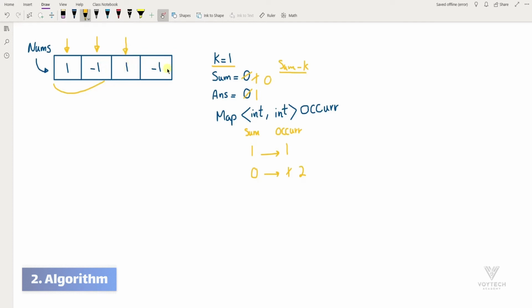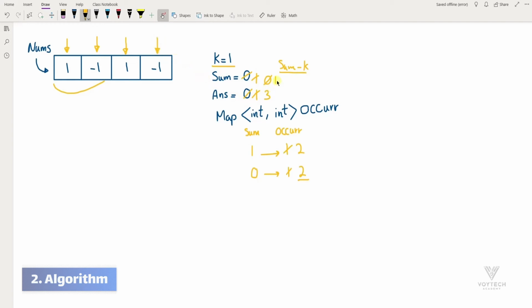Then we continue our iteration. Now the sum equals 1 again. So the occurrence of 1 in the map is 2 now. And 1 minus 1 is 0, and we have that in our map. So we add its occurrence to the answer. So 1 plus 2 is 3. And then we continue the iteration.